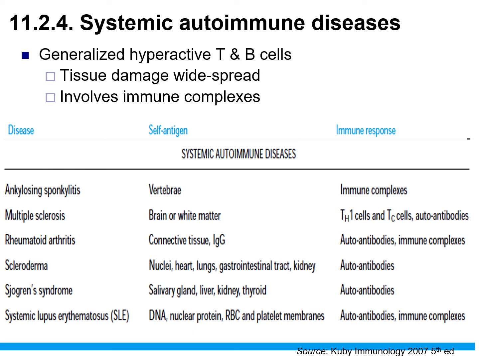Scleroderma, nuclei, heart, lungs, gastrointestinal tract, kidneys. Sjogren's syndrome, salivary gland, liver, kidney, thyroid, and SLE, the DNA, nuclear protein, RBC, and platelet membrane. So you can check more or less the one that causes this problem.